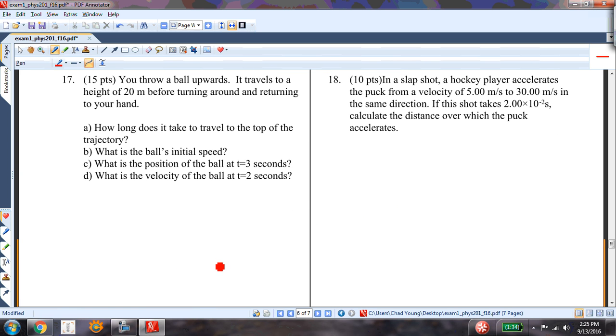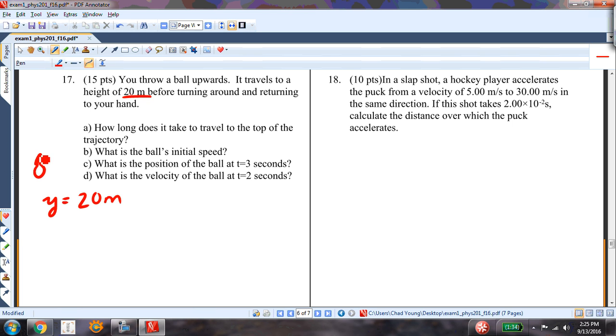You throw a ball upwards, it travels to a height of 20 meters before turning around and returning to your hand. These are probably the most difficult problems on the test. No, maybe not. So let's just first write down everything that I know. So y is equal to 20 meters. It travels up to a height of 20 meters.